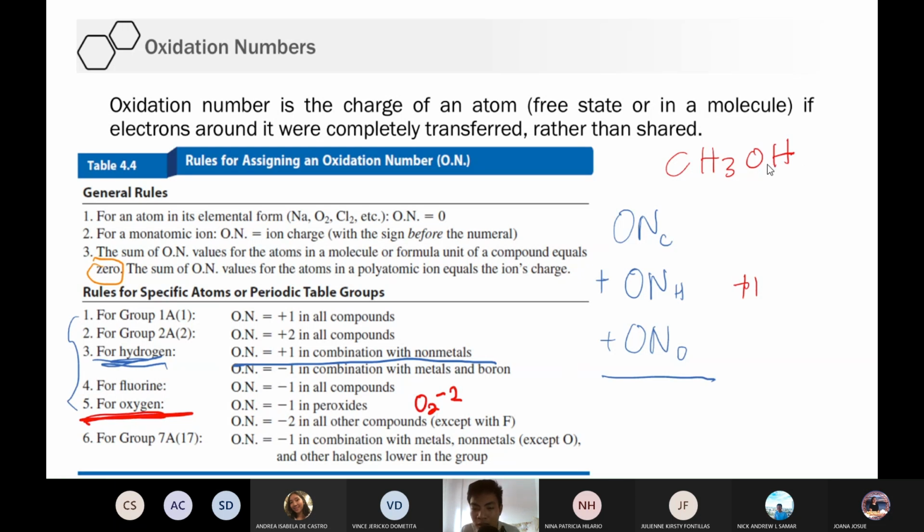Ito, oxygen lang to. Isa lang to eh. So, ibig sabihin, we follow this rule na nasa baba. No? So, for oxygen, this is not a peroxide. So, ibig sabihin, the oxidation number niya is negative 2. Okay? So, yun. Ganun lang. Tignan mo lang, anong type ng atom meron ka? Hydrogen bonded with non-metal, so positive 1 siya. Oxygen, is that bonded with peroxide? No, hindi siya peroxide. Is it bonded with other compounds? Yes. So, ibig sabihin, negative 2 yun.